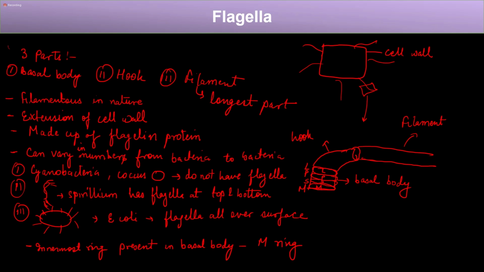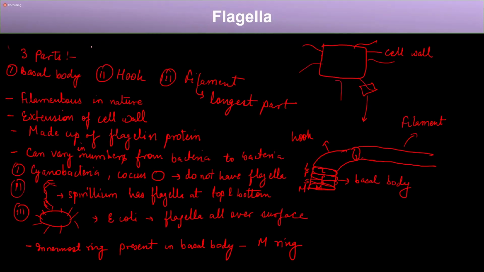So this is one of the surface structures that we studied. Now the second structure that we'll study is fimbriae. Before moving to fimbriae and pili, we just saw that flagella is responsible for motility. But these structures, fimbriae and pili, have no role in motility. They have other functions, but they do not play any role in motility.